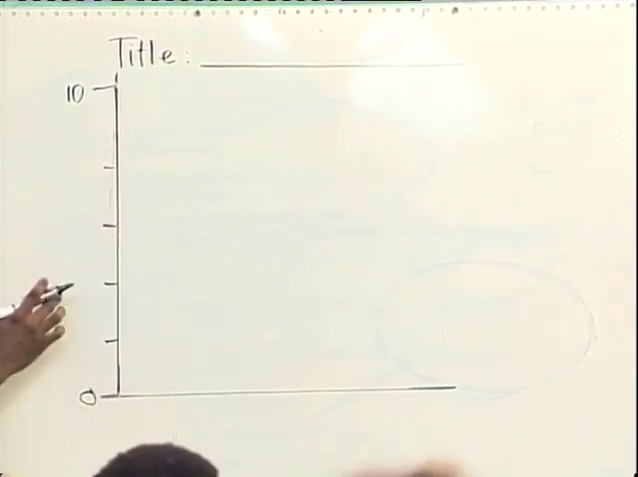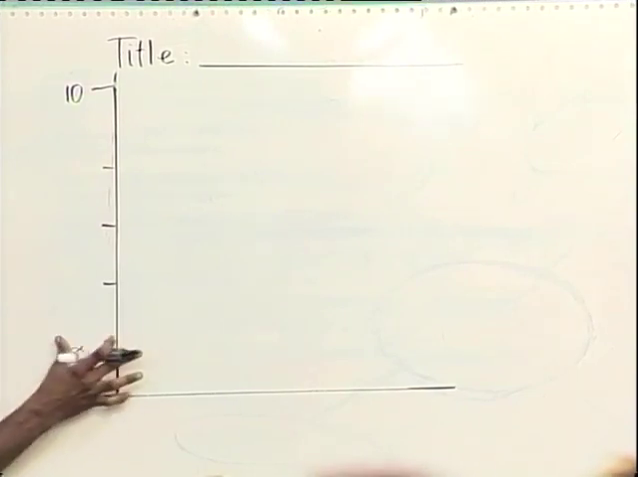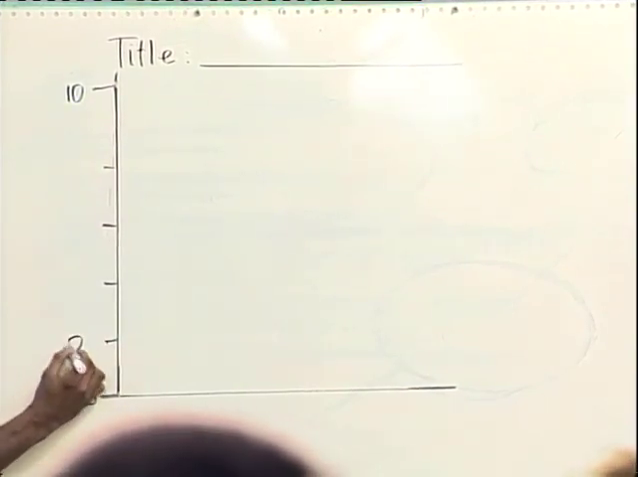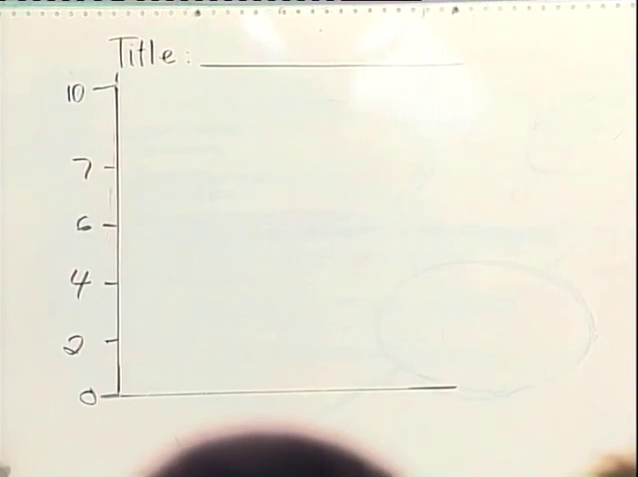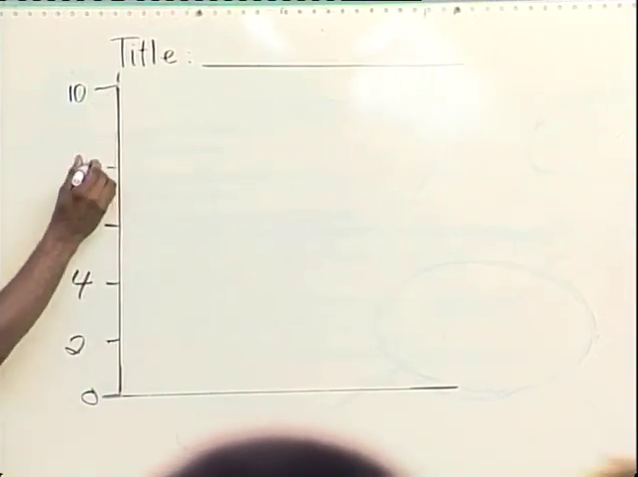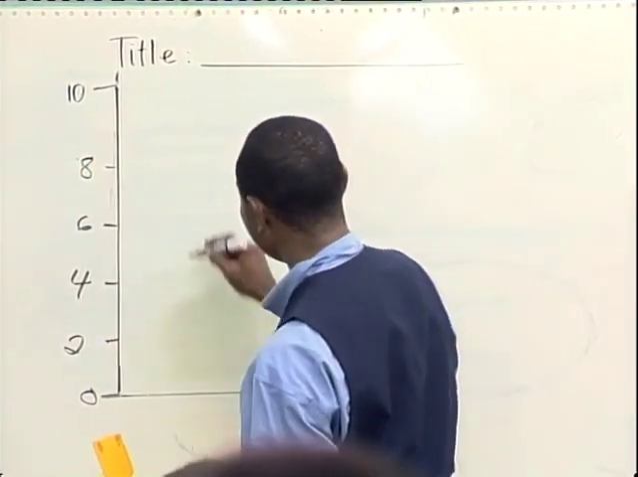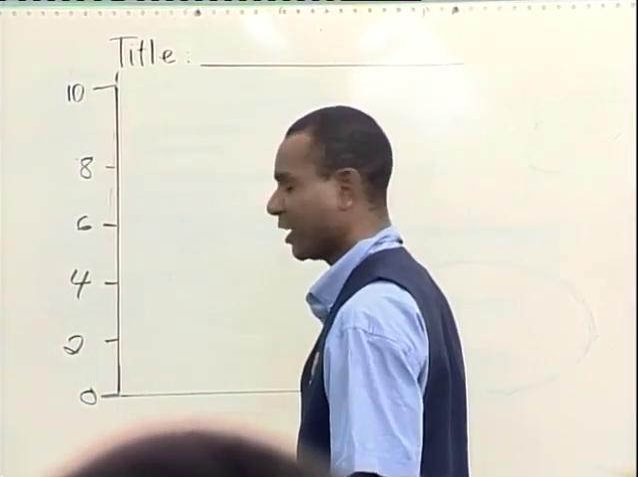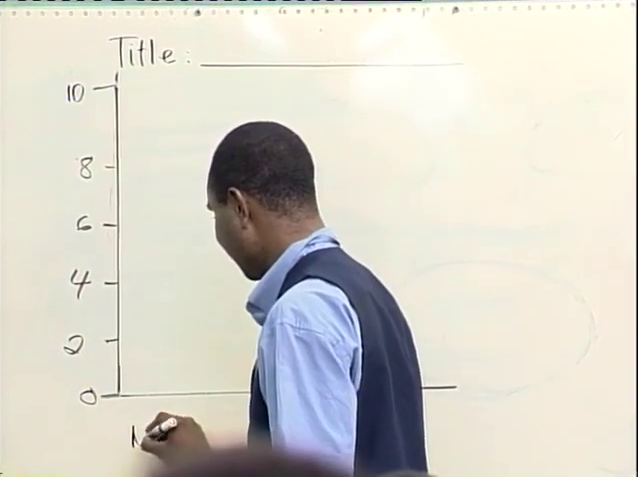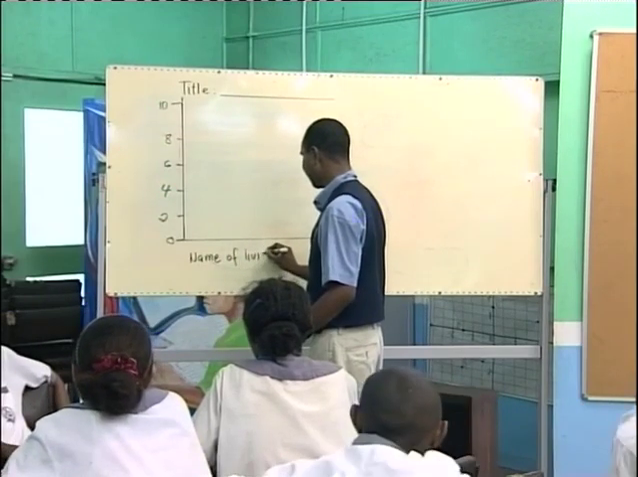So there are 4 spaces which I will divide equally. So I put how many intervals? Eyes to the front. How many intervals? We have 2, 4, 6, 8. Okay. Speak loud. We put 8. Now, on this side, what do we put here? Name of living things.